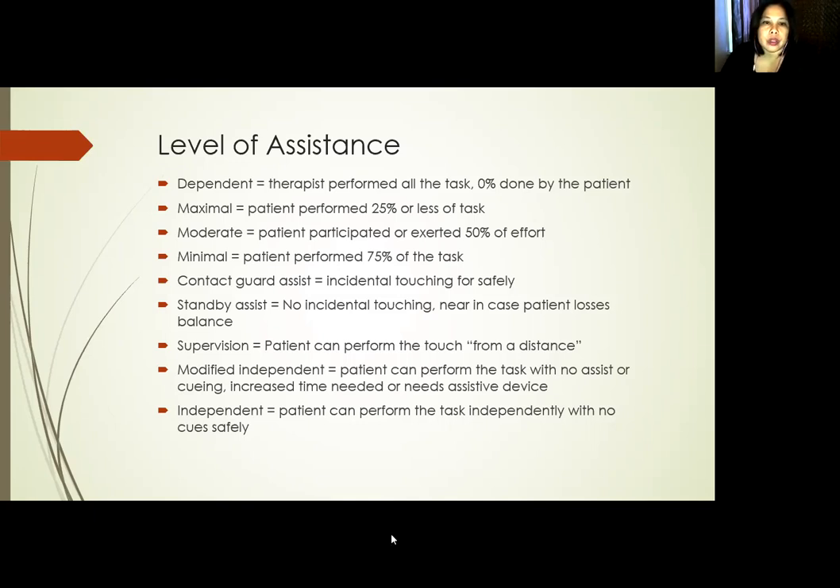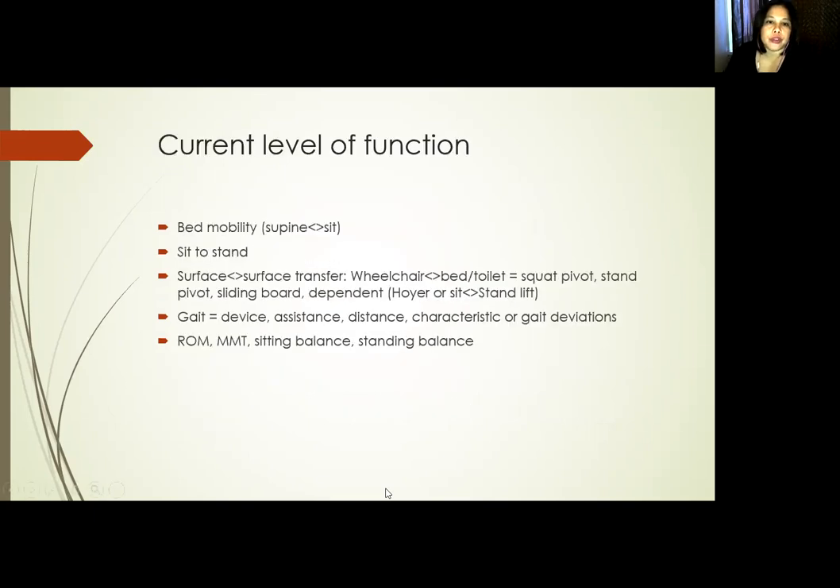Okay, so next thing is current level of function. For the current level of function, bed mobility, supine to sit, you have to document how much assistance the patient is needing. The sit to stand, the surface to surface transfer, for example, wheelchair to bed or toilet. Did you do a squat pivot transfer? Is it a stand pivot transfer, or the patient needing a sliding board? Or was the patient dependent with a Hoyer lift or a sit to stand lift?